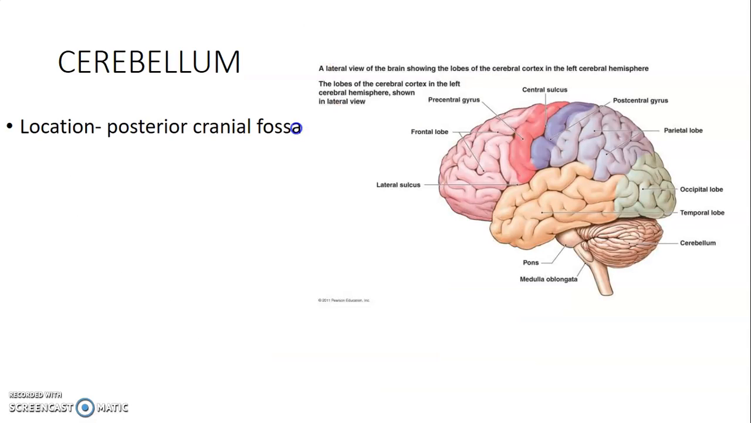So next we are going to discuss the cerebellum. We have finished the diencephalon, which had the thalamus, hypothalamus, and epithalamus. We discussed the brainstem. Now we are going to discuss the cerebellum. It's located in the posterior cranial fossa. That's the cerebellum at that region.